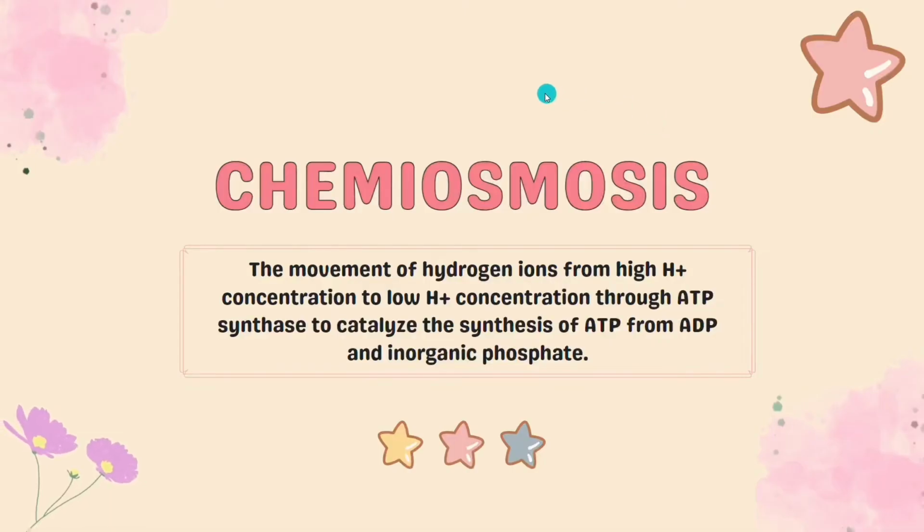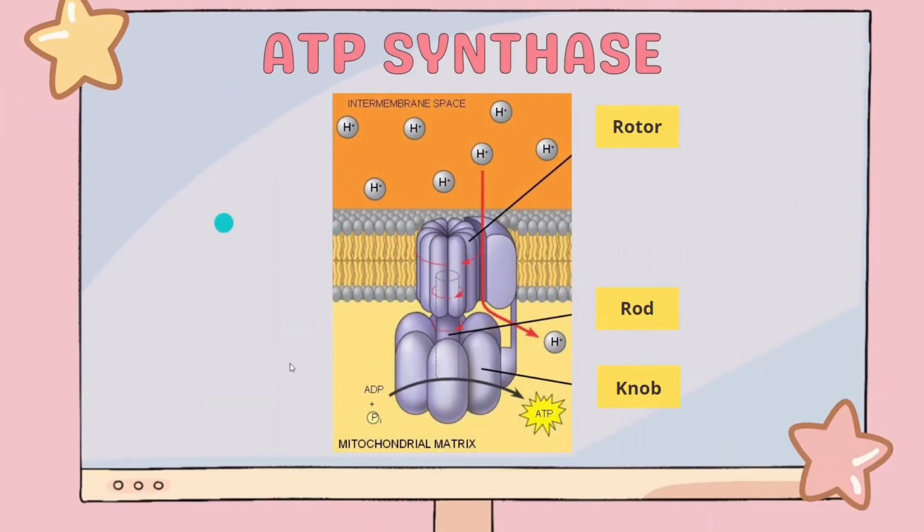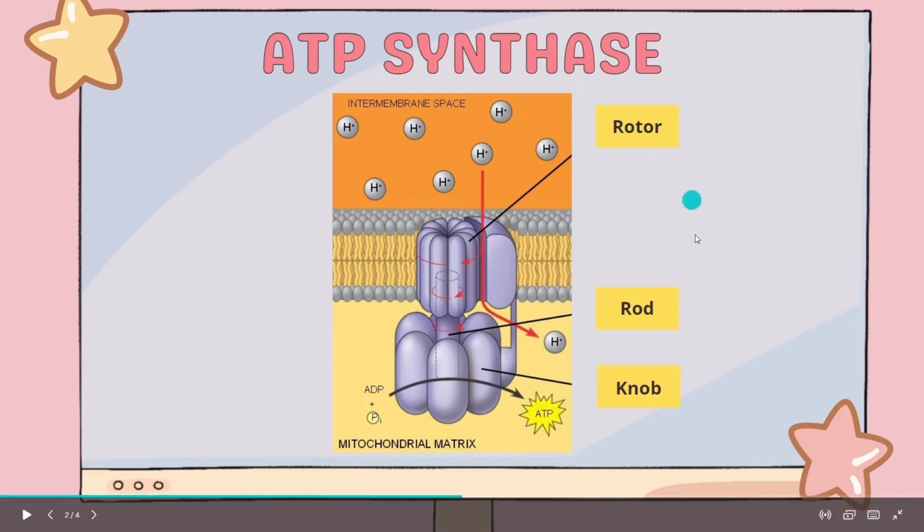Next, the process which involves ATP synthase is called chemiosmosis. Chemiosmosis is the movement of hydrogen ions from high hydrogen ion concentration to low hydrogen ion concentration through ATP synthase to catalyze the synthesis of ATP from ADP and inorganic phosphate. So this is the structure of the ATP synthase. It consists of 3 components.